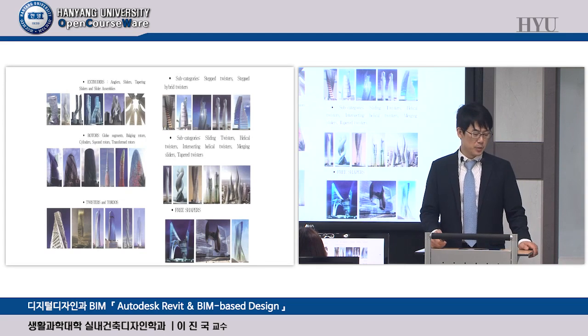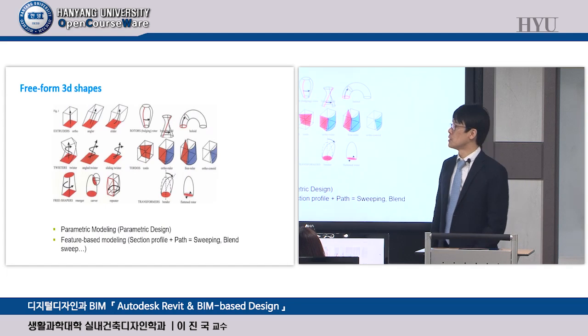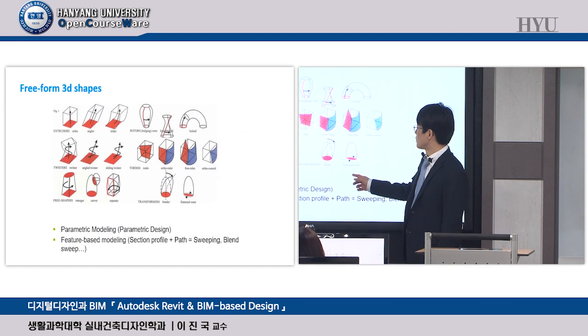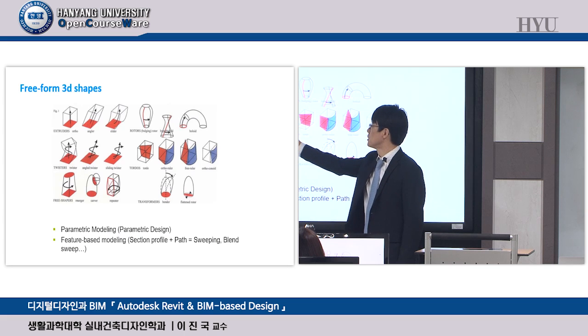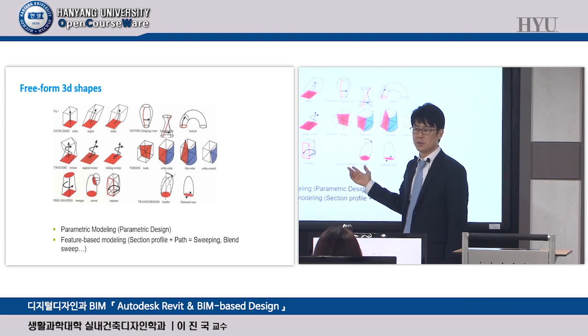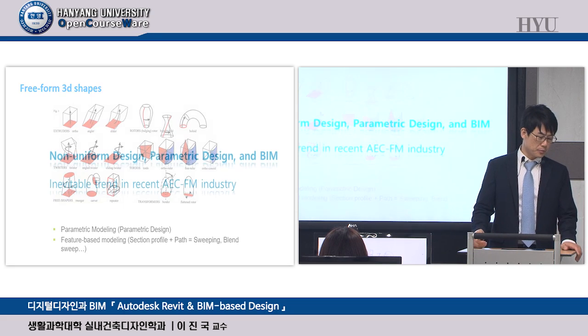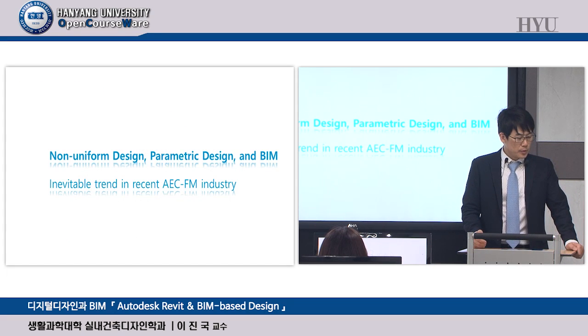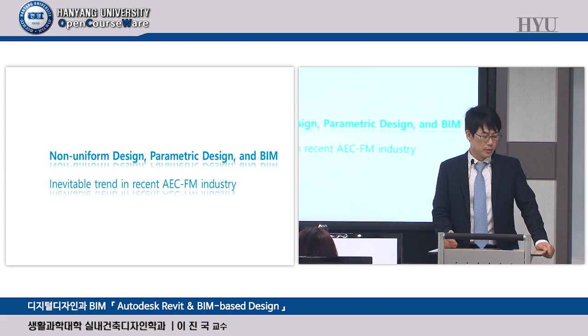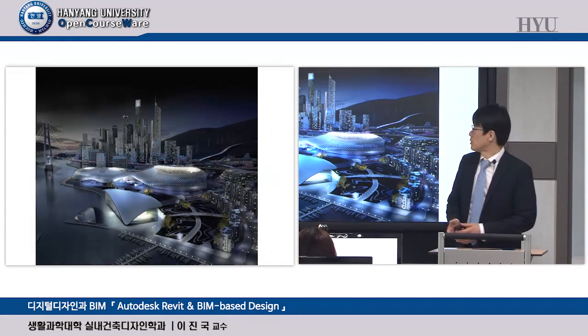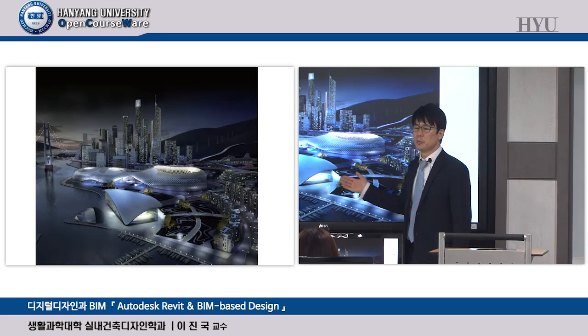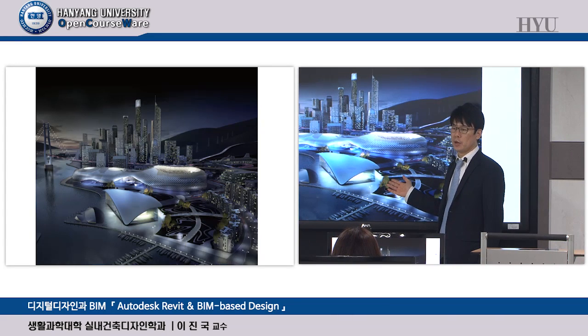So I'm not sure which it is, but anyway, one thing clear is that making shapes from fundamental primitive geometry is exactly the same as the way of solid modeling and parametric modeling, okay? So it's an inevitable trend, okay? Non-uniform, freeform design using parametric design, parametric modeling techniques, and BIM. Take a look. This is one of the previews of Busan, Haeundae, okay?